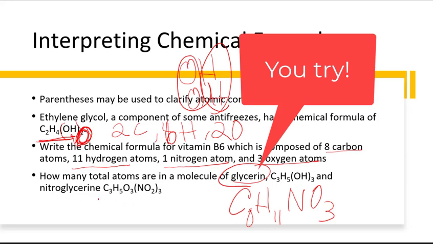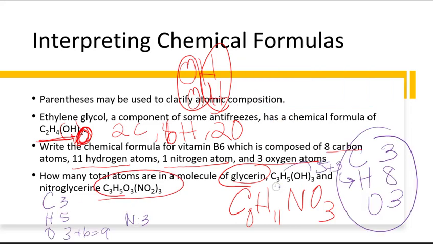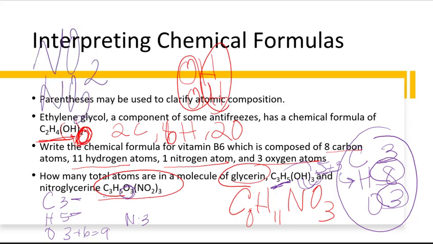C3H5(OH)3 and nitroglycerin with this chemical compound. Did you get 3 carbons, 5 H's plus 3 H's, so 8 H's, and 3 O's? Remember, this 3 distributes to both of the things in parentheses. Let's look at nitroglycerin. Did you get 3 carbons, 5 H's? For O's, I had 3 O's here, and I had 3 NO2's. So NO2, NO2, and a third NO2. So 2, 4, 6 O's here plus 3. So that'd be a total of 9 O's. And that 3 distributed in here, again, we would have 3 N's.